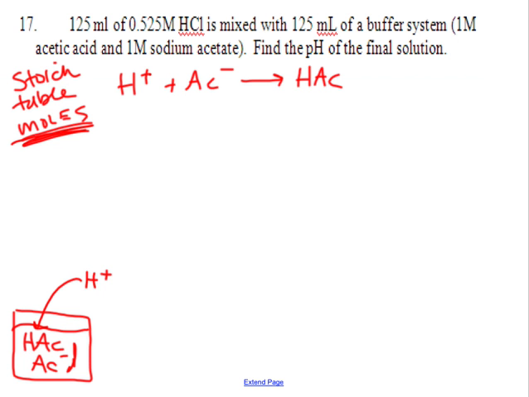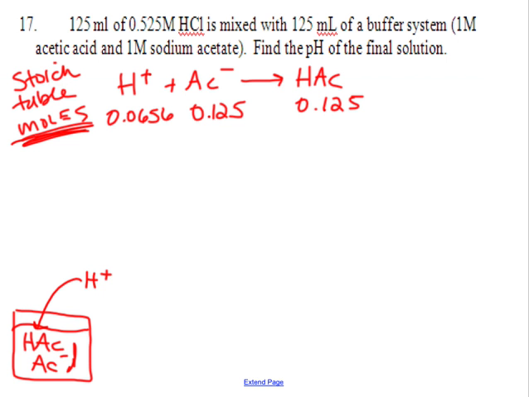And what is that number? 0.0656. So that's how many moles of H+ we have that's invading. How many moles of AC minus? We have exactly 1 molar at 0.125 L, so it's 0.125. Same thing with the acetic acid, 1 molar at 0.125 liters.